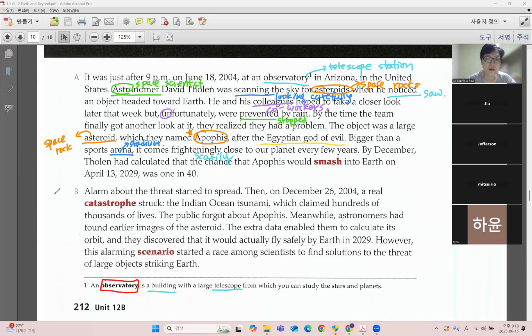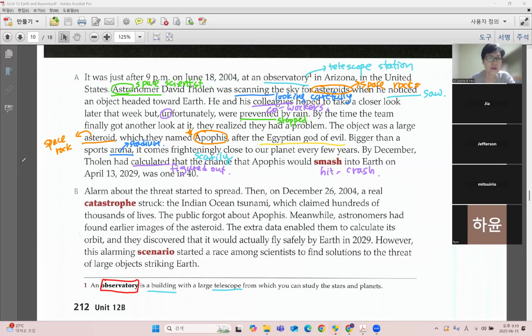By December, Tholen had calculated. What does calculated mean here? It means figured out. The chance that Apophis would smash. Smash means like hit. And another one is crash or collide. Crash into Earth on April 13th, 2029. So how many years later from now? 4 years later? Yeah.